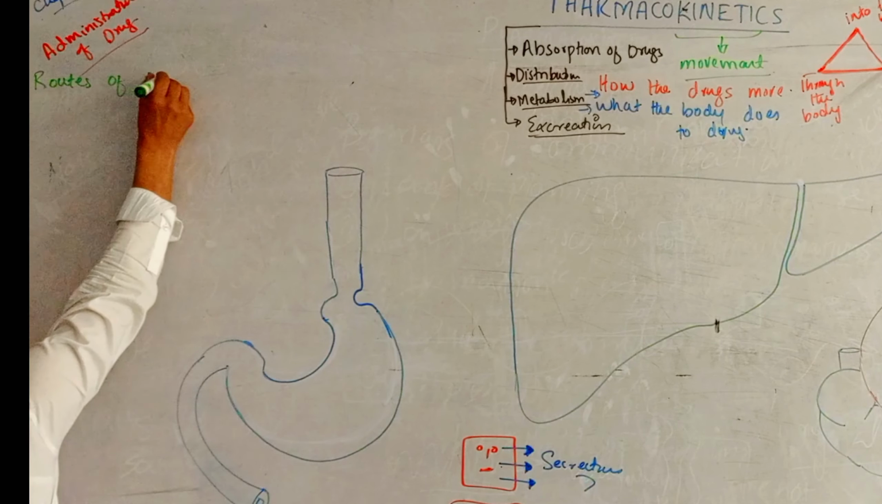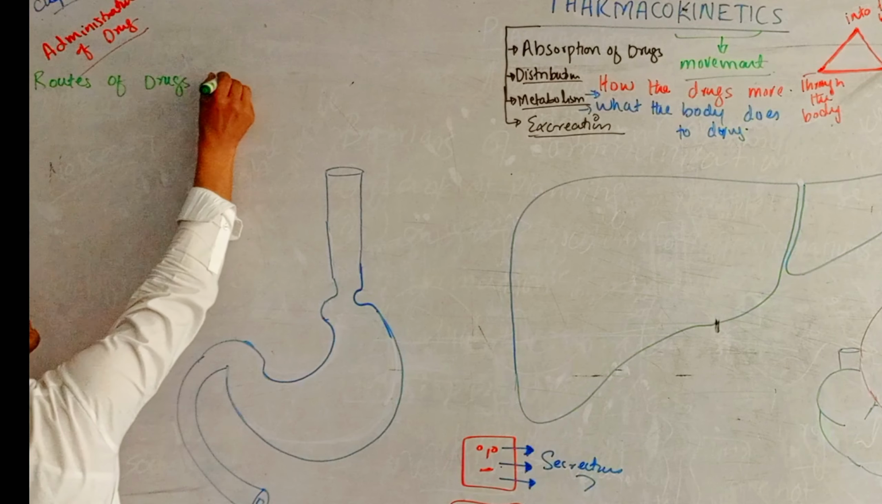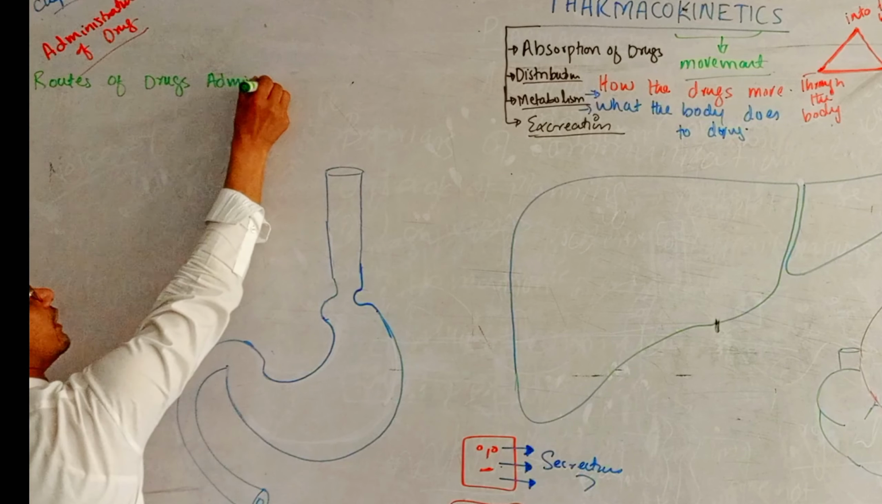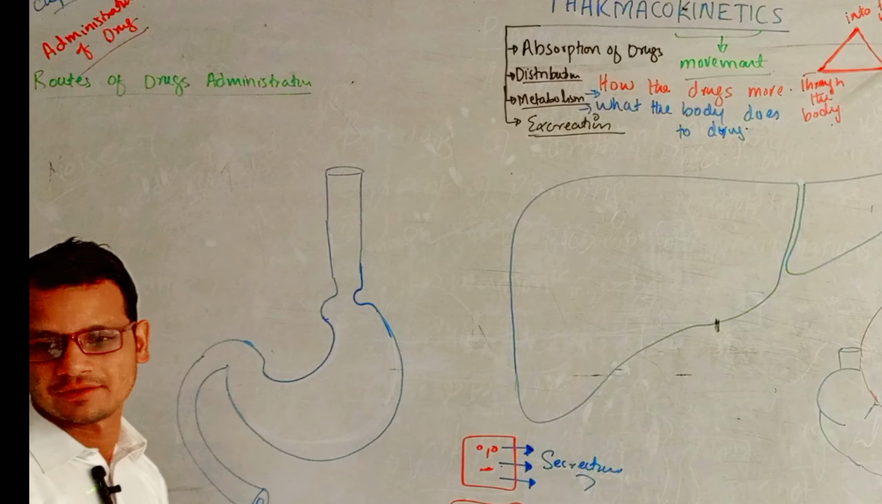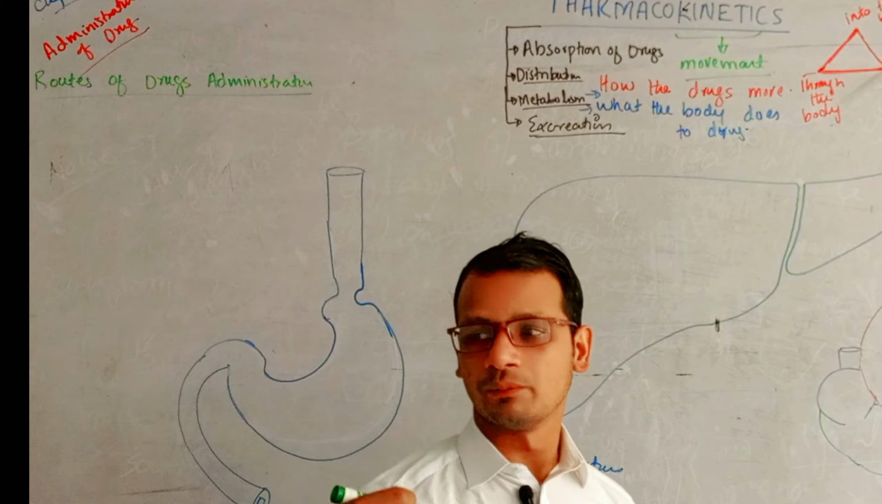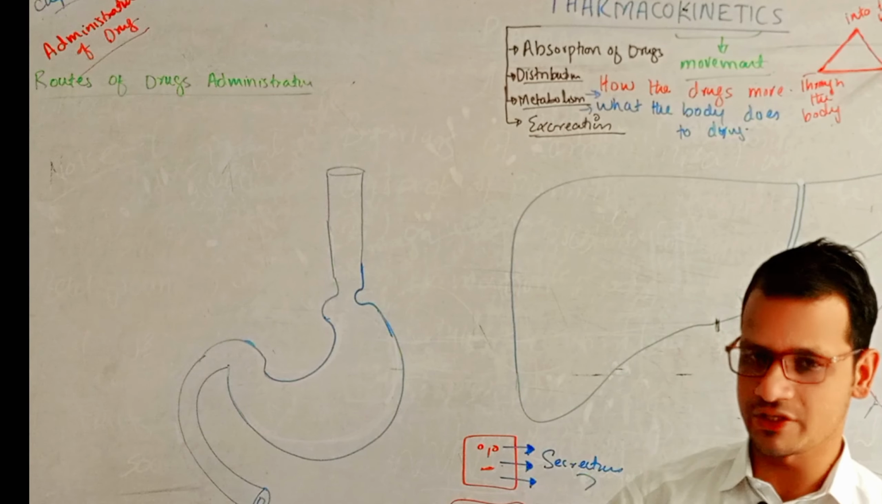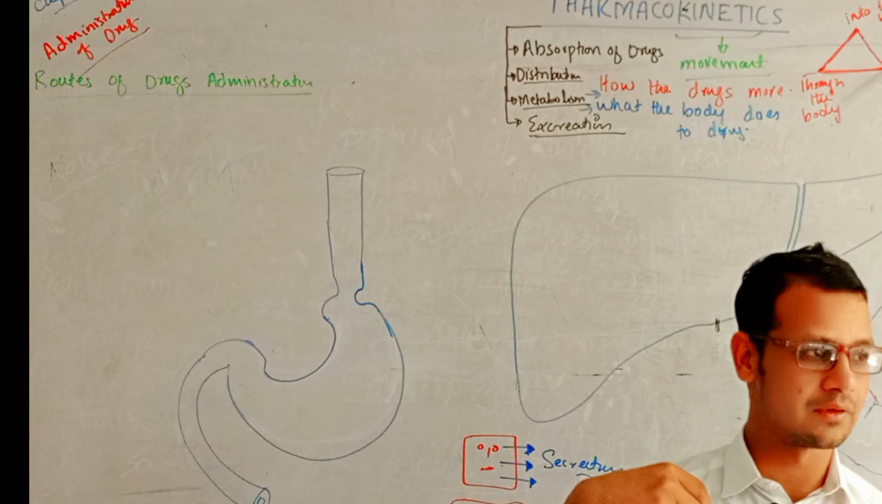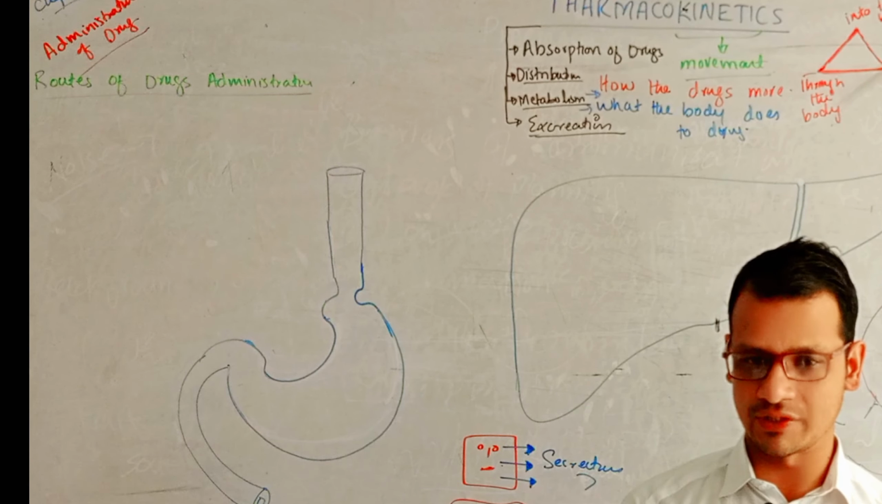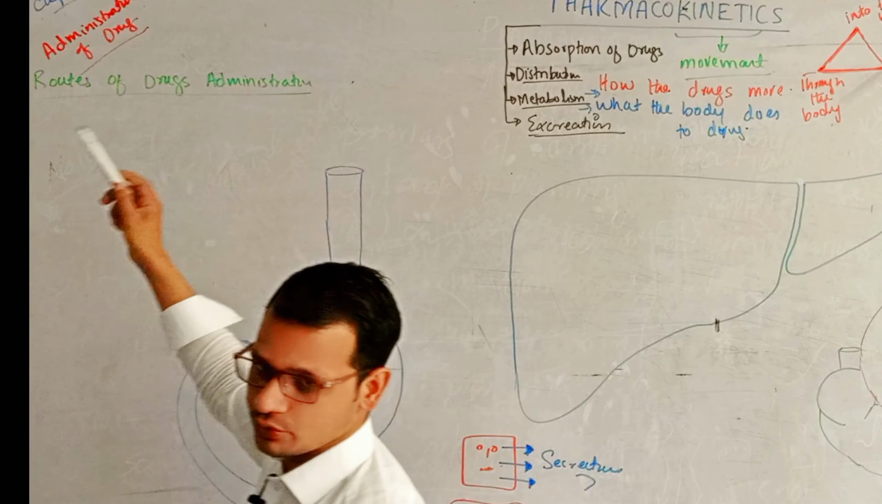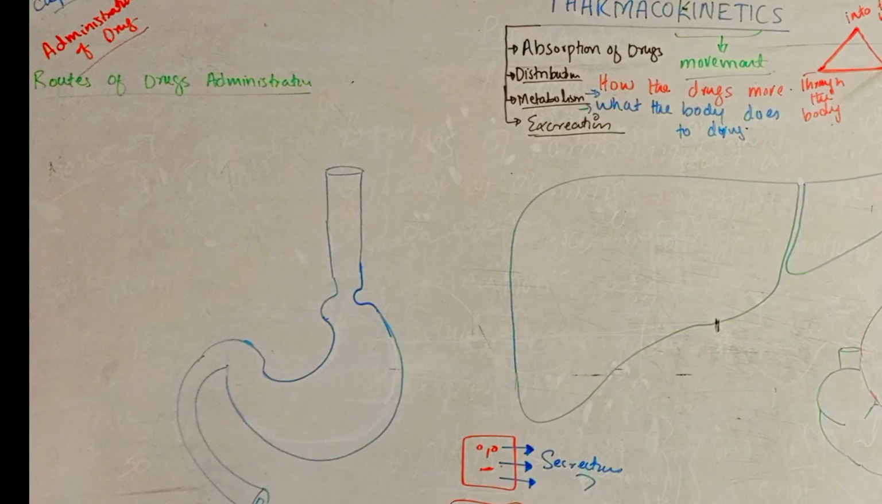Routes of drug administration. You have a lot of MCQs from routes of drug administration, right? This is about bioavailability, about first pass metabolism, about half-life, about shelf life, efficacy, potency. All are dependent on routes of drug administration.